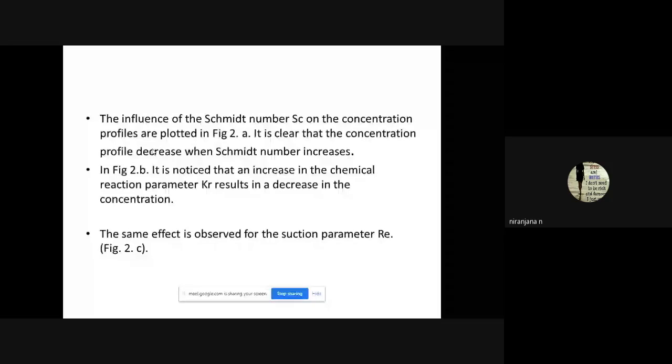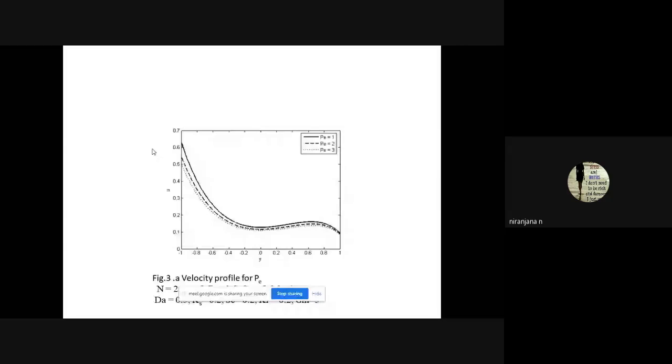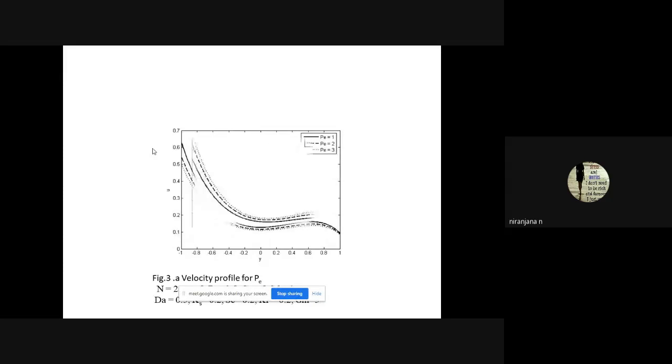And now I move to the velocity profile. Here the profile decreases while the parameter values are increasing. And now you can see the Grashof number. Here both the velocity profile as well as the Grashof number are increasing. In the mass transfer, the Grashof number for mass transfer, here also we can see an increasing trend only.